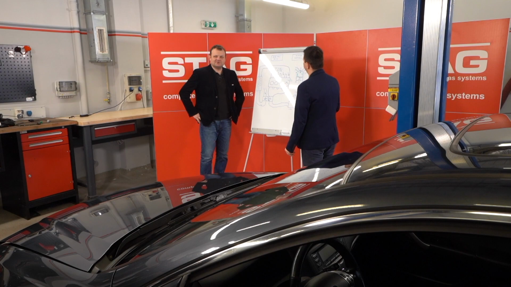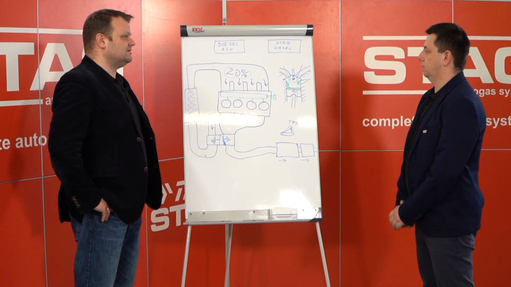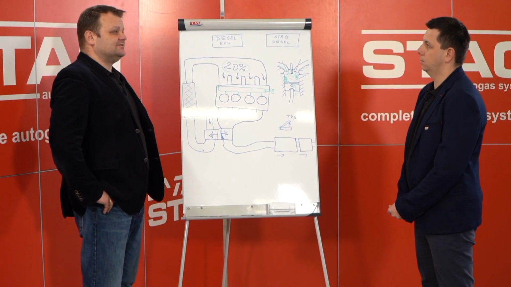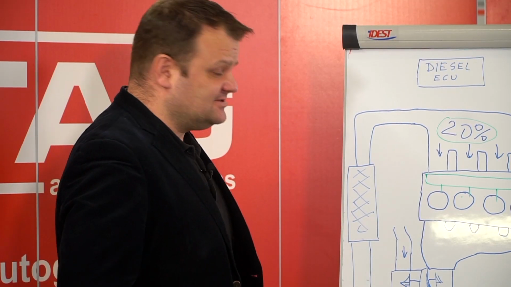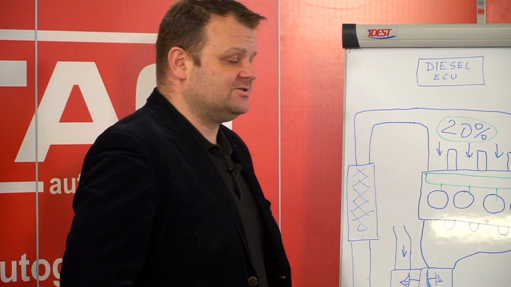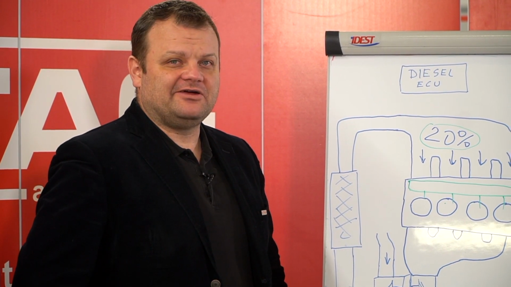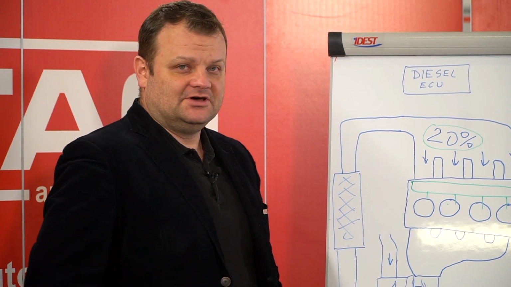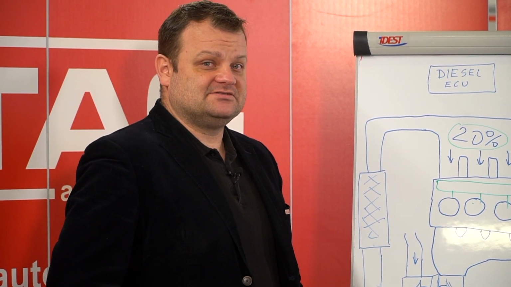So this is the scheme of an engine, a typical four-cylinder engine, and the main rules and the main information in relation to STAG Diesel. The diesel engine does not work like a petrol engine on stoichiometric mixture, but on a very lean mixture. So we have a lot of oxygen in the manifold, and we can use this oxygen to burn it with the gas. It can be LPG or CNG.